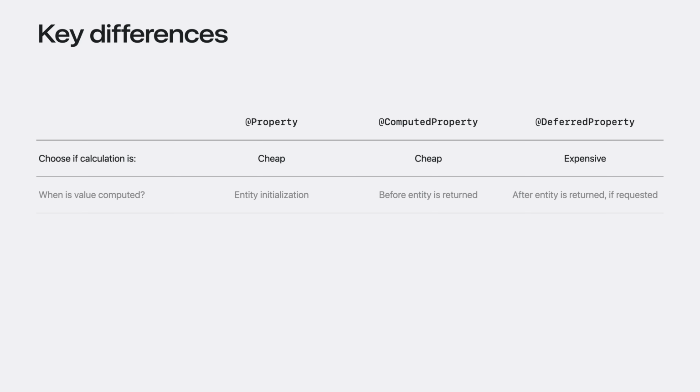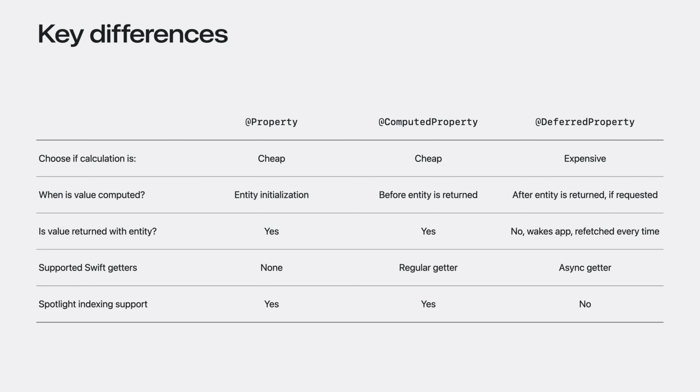Here are some key differences between the three property types. Overall, choose computed property over deferred due to its lower system overhead. Only fall back to deferred if that property is too expensive to calculate.